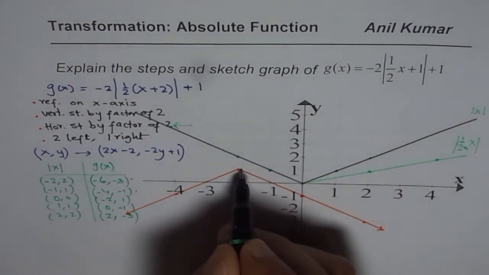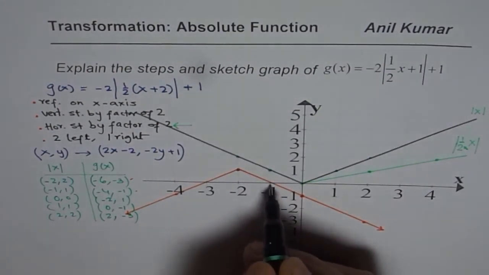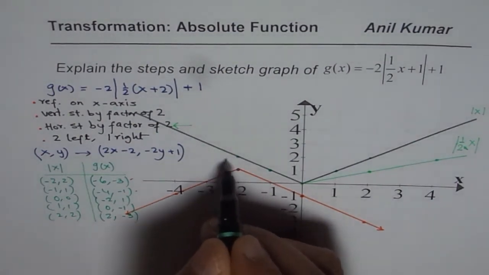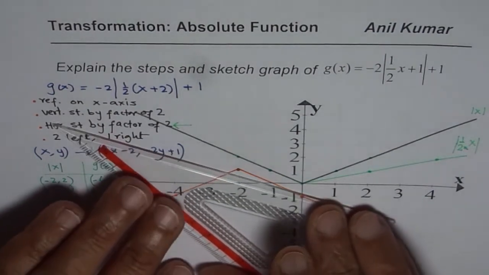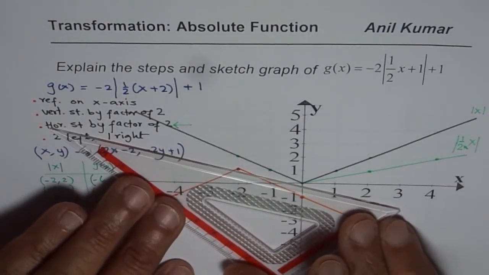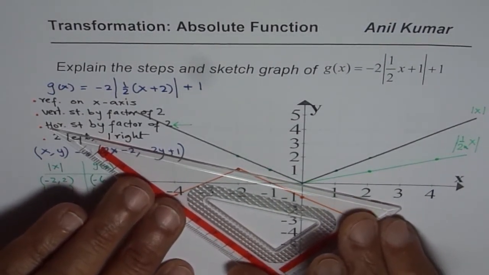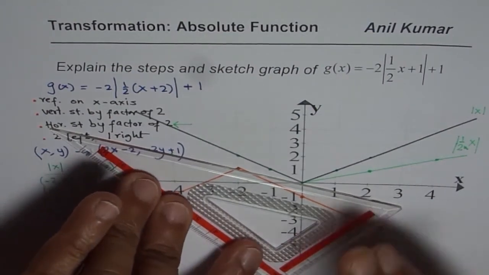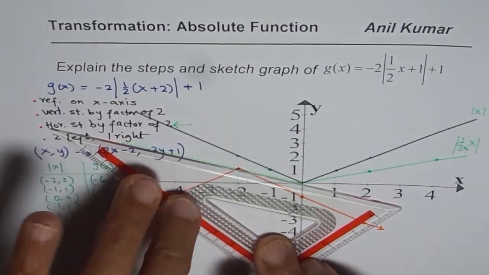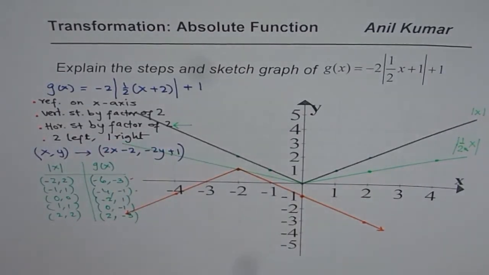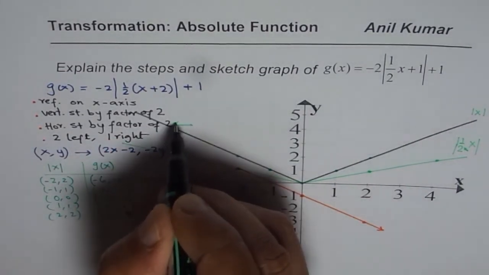Similarly, on this side, minus 1 times 2 is minus 2, minus 2 times 2 is minus 4. So we can connect these points. 0 times minus 2 is 0, so the origin is invariant. Invariant means that it remains at the same spot, right? It does not change. So what we've done is, we have done this part, correct?